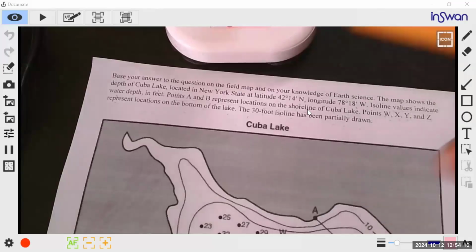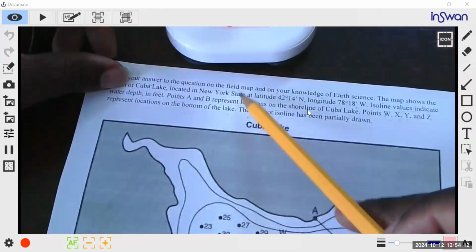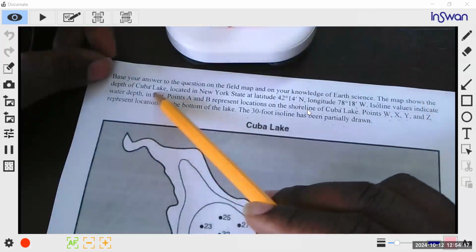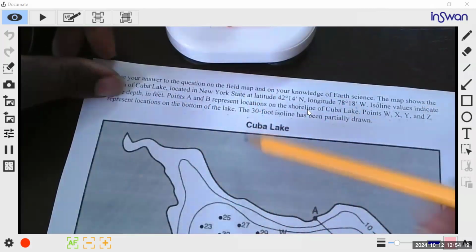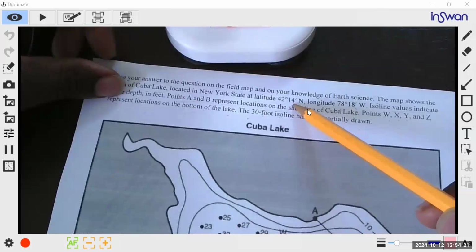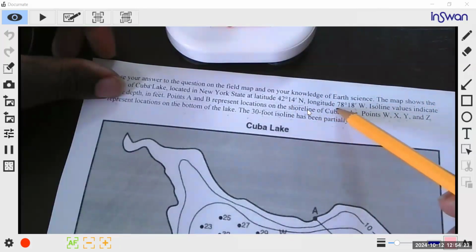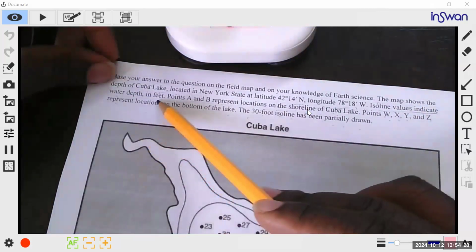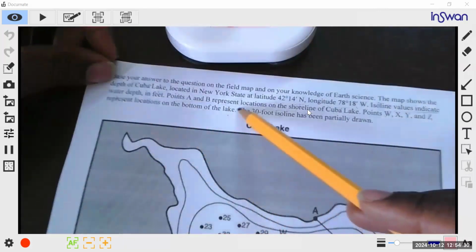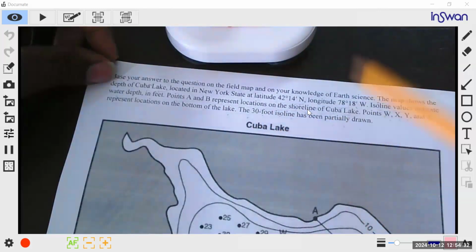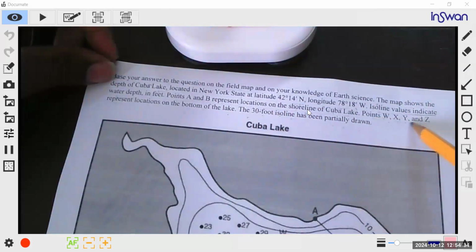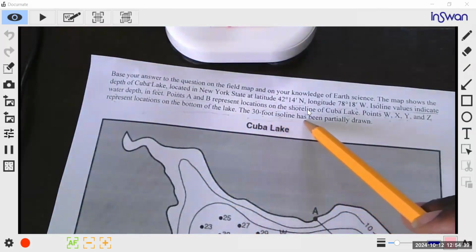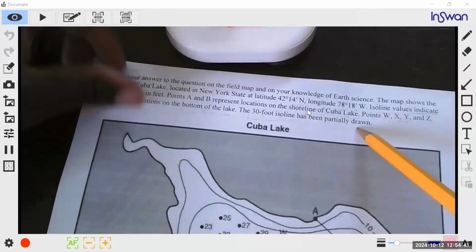All right, so it says base your answers to the questions on the field map and on your knowledge of earth science. The map shows the depth of Cuba Lake located in New York State at latitude 42 degrees, 14 minutes north, longitude 78 degrees and 18 minutes west. Isoline values indicate water depth in feet. Points A and B represent locations on the shoreline of Cuba Lake. Points W, X, Y, and Z represent locations on the bottom of the lake. The 30-foot isoline has been partially drawn.